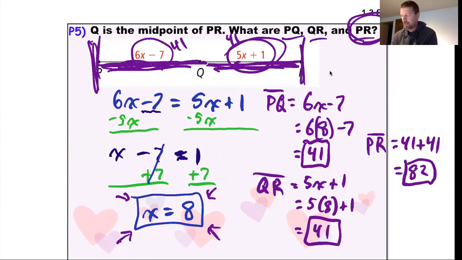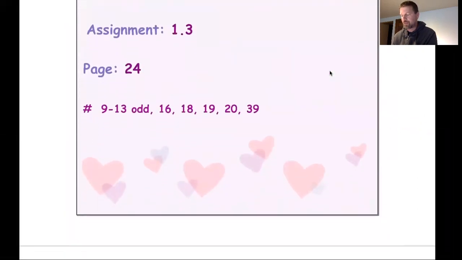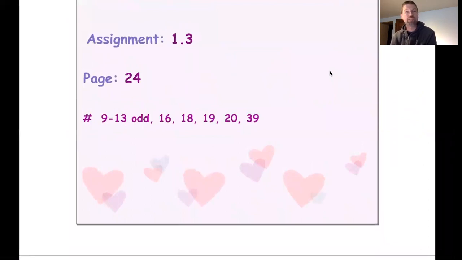All right. That is your lesson on segments. Your assignment is section 1.3. It's on page 24 of your textbook. These problems, good luck.